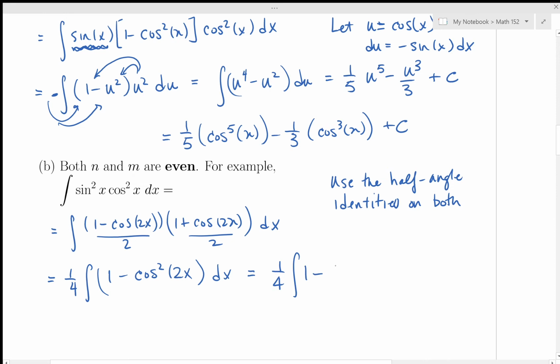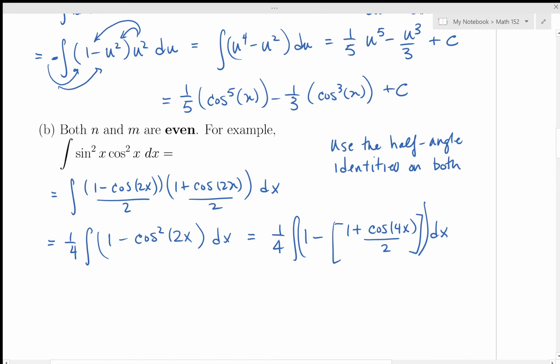And 1 minus cos squared is 1 plus cosine 4x all over 2 dx. Okay, and that is this way here like that. So now my problems are all solved. I can do this quite straightforwardly.